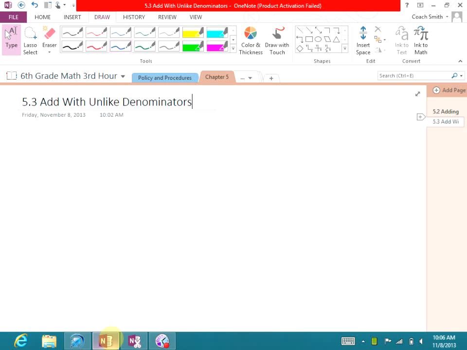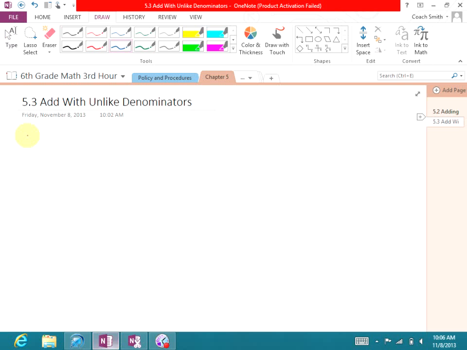All right, we're going to talk about adding with unlike denominators. Now, obviously, you can't add unlike denominators, okay? But what the section is basically saying is where last night we had all the denominators already the same for us, today you're going to have to convert them to have the same denominator, okay?